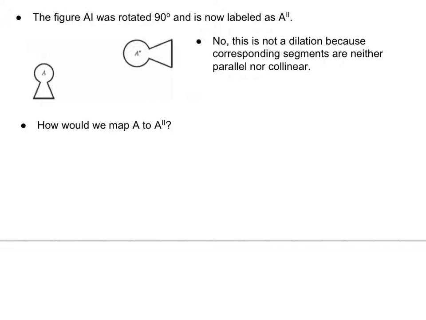The figure A prime, sorry, that should be A prime, was rotated 90 degrees and is now labeled A double prime. Is this a dilation? No, it's not a dilation. We can say that it's not a dilation because, okay, these straight lines aren't parallel. That's our first clue. Remember, we can tell if things are dilations if our lines are parallel.